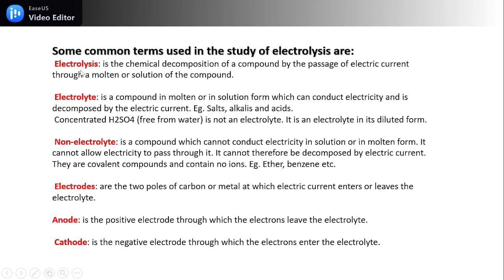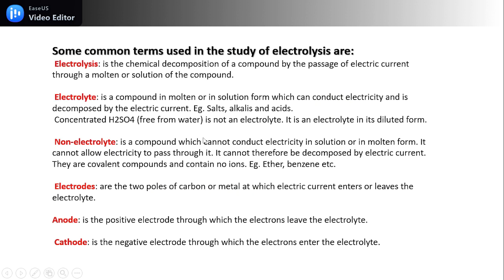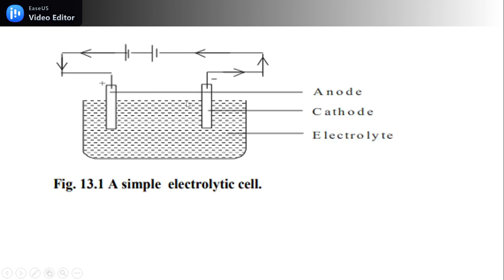So now let's perform a comparison. Electrolysis is the chemical decomposition of a compound by the passage of electric current through a molten or solution of the compound. So it implies that electric current is passed into this electrolyte here. We talked about the electrodes. We said they are the two poles of carbon or metal at which electric current enters or leaves the electrolyte. So these are the terminals, the two poles.